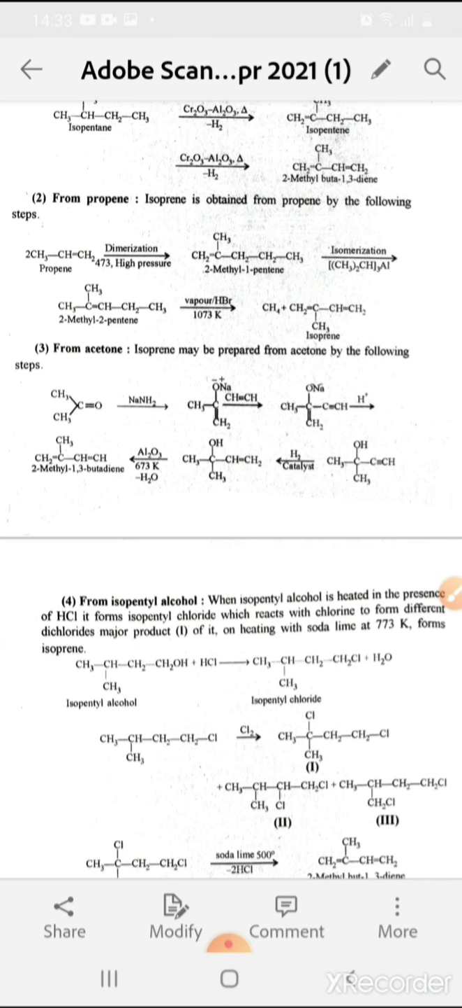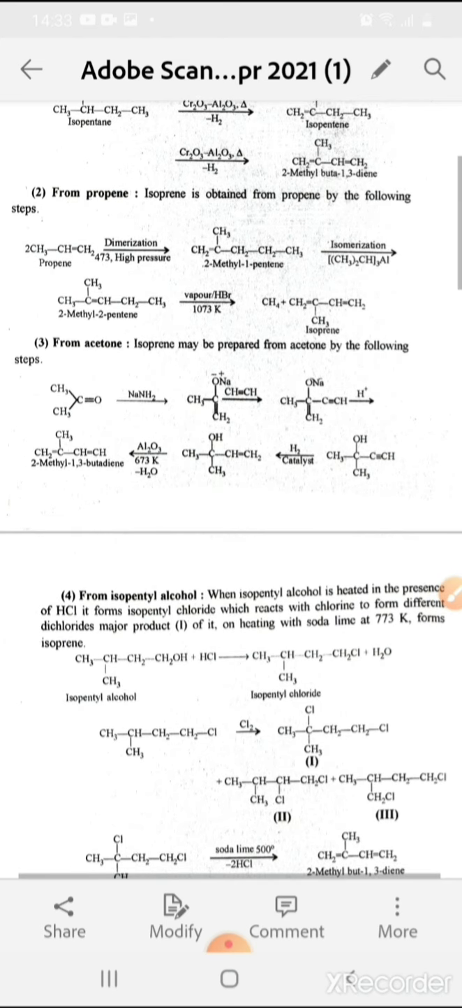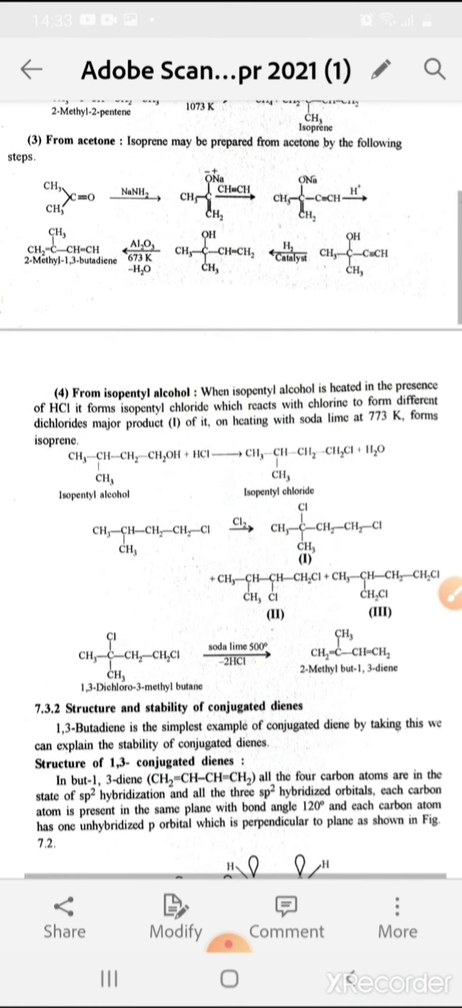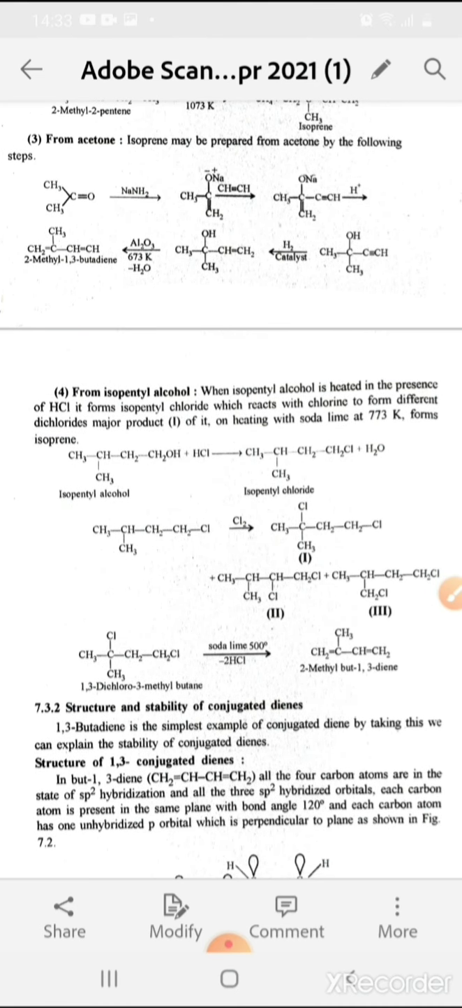3-methyl-1-butyne-3-ol, and this 3-methyl-1-butyne-3-ol adds on one molecule of hydrogen in the presence of catalyst and forms 3-methyl-1-butene-3-ol, which after dehydration in the presence of Al2O3 as a catalyst and at 673 Kelvin gets converted to 2-methyl-1,3-butadiene. Now the fourth reaction is from isopentyl alcohol.